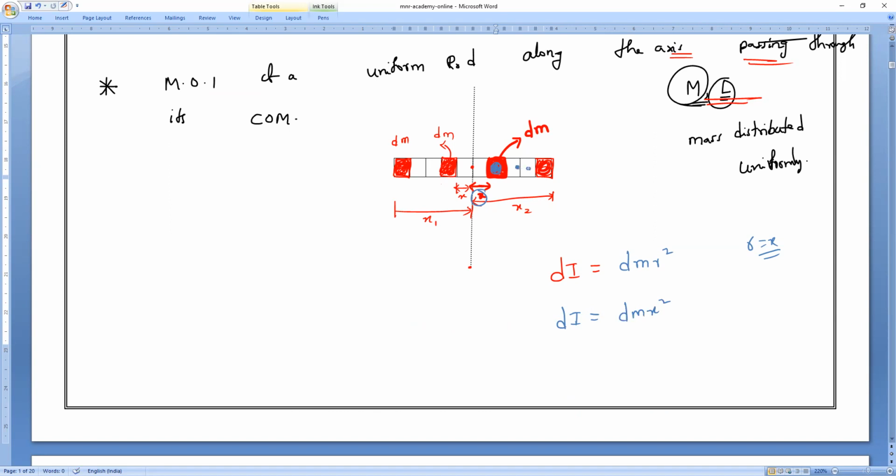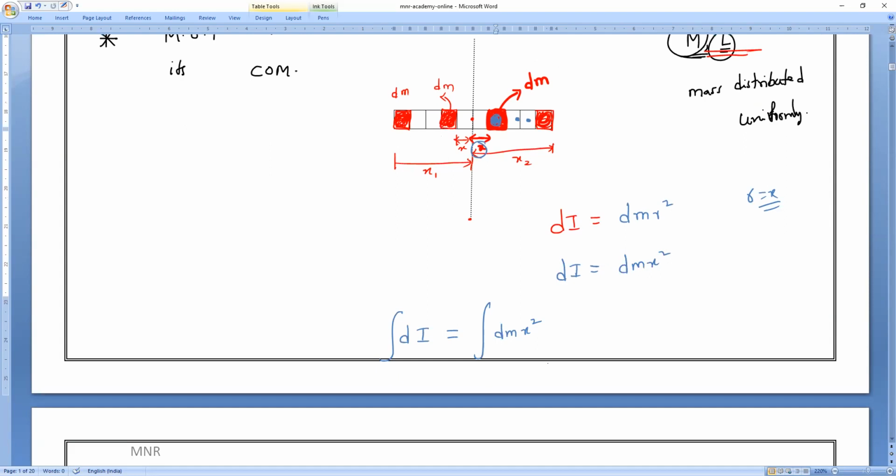Now I want to find the total moment of inertia of every particle, this one or this one or every particle. So what concept do we apply? Integration: integration of dI, and integration of dm into x square. Now observe. If I choose a particle at distance x on this side, and on this side also at distance x, then both particles are at the same distance from the center of mass. Will you all agree with me? Any doubt, please ask. If I choose this particle, this distance and this distance are both the same.